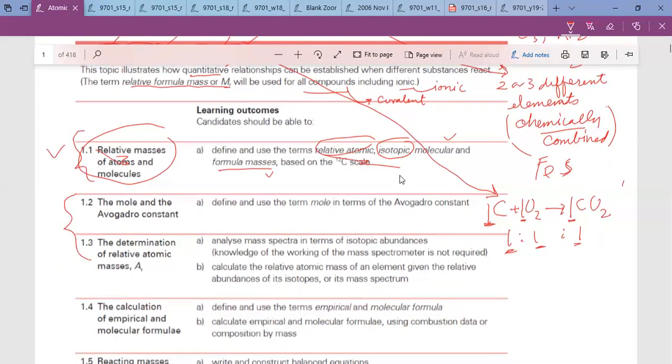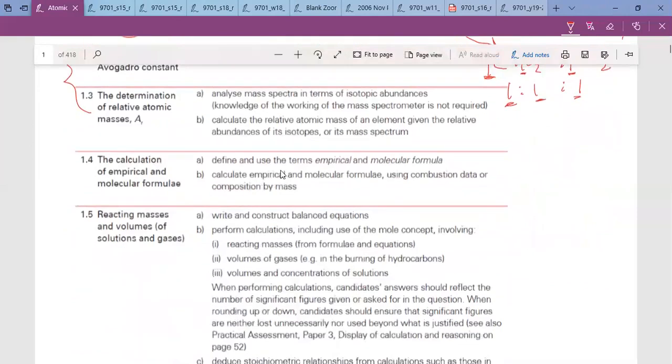Then we go into a lot of calculations. Of course, here we have the definitions of empirical formula, molecular formula, and so on. We are going into the area of calculations. So if you're bad at calculations, you better pay attention, okay? Otherwise you'll flunk.